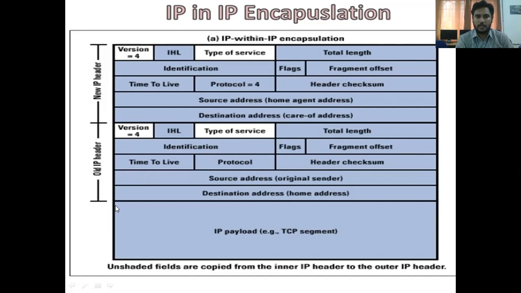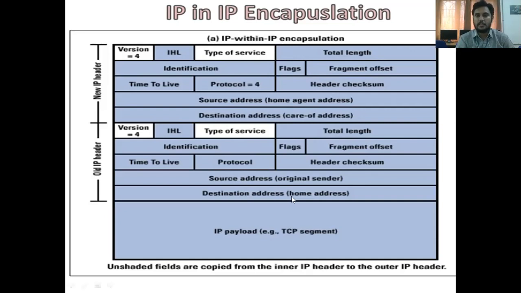What is an old IP header? It consists of the payload, the IP payload. For example, TCP segments always belong to the IP payload. The destination address is the home address. Just remember the IP packet delivery, then you can easily identify these encapsulation techniques. In your mind you can recall the IP packet delivery: correspondent node to the home agent to the foreign agent to the mobile node.